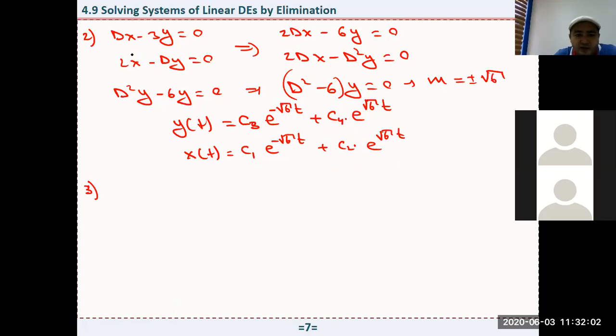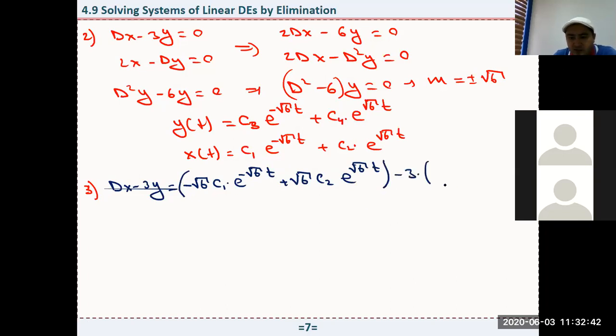All right, if I substitute here, dx minus 3y, right? Now we know what this means: dx means just the differential operator applied to this. That means that we need to differentiate this once. If you differentiate this once, what we have here is negative square root of 6 c sub 1 times e to the power minus square root of 6t, and also for this, plus square root of 6 c sub 2 e to the power square root of 6t. That is our dx.